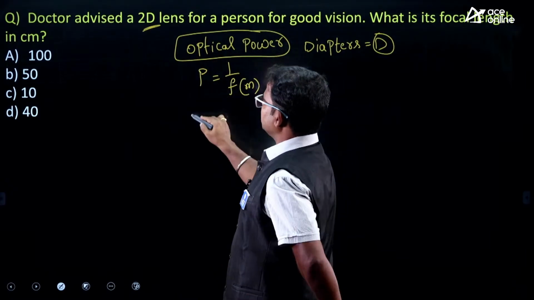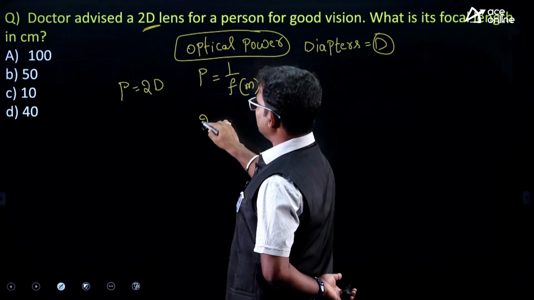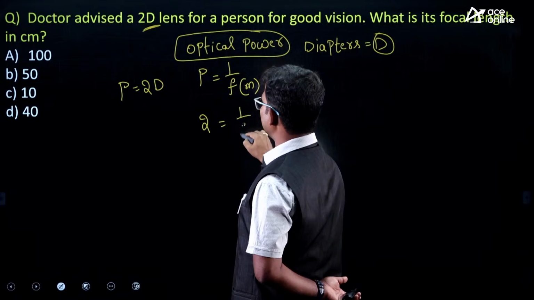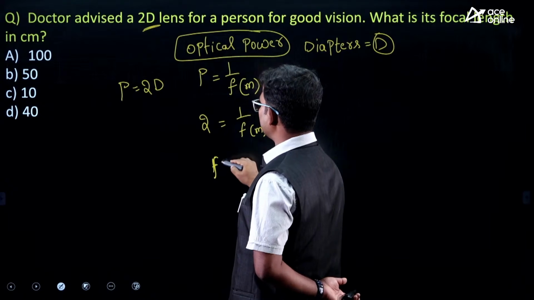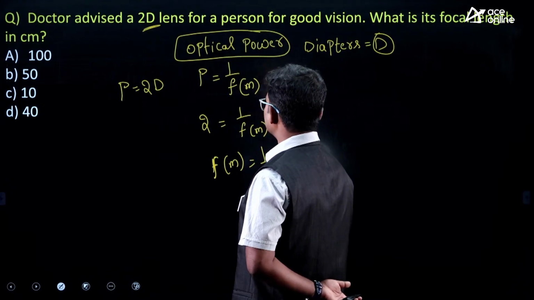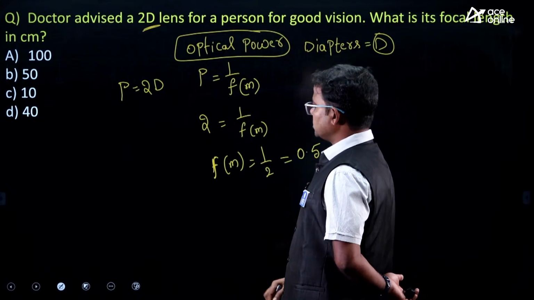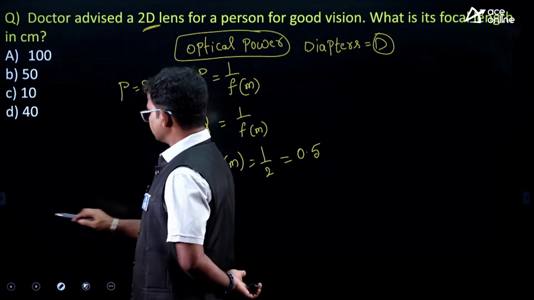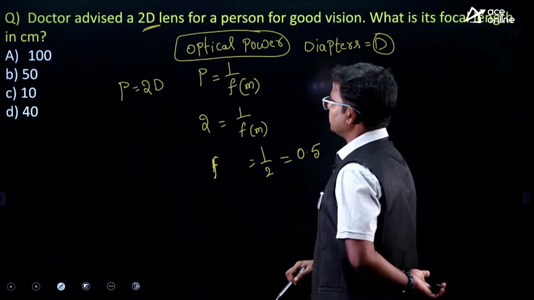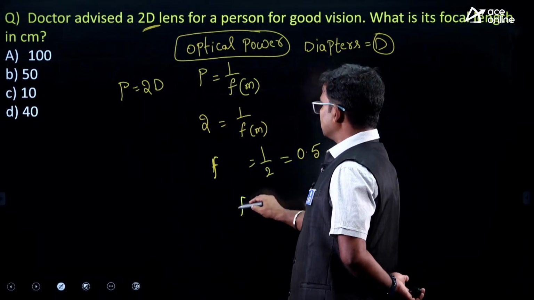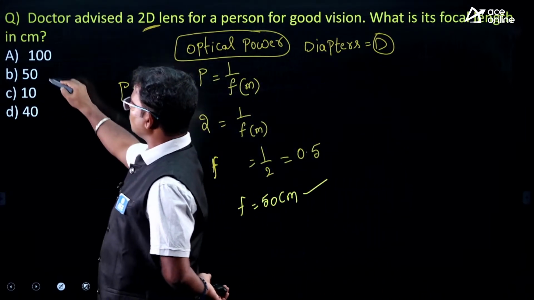Here they mention the P value is 2D. So 2 is equal to 1 by f, with f in meters. Focal length f is equal to 1 by 2, which is 0.5 meters. What about in centimeters? F is equal to 50 centimeters. So the correct answer is option B.